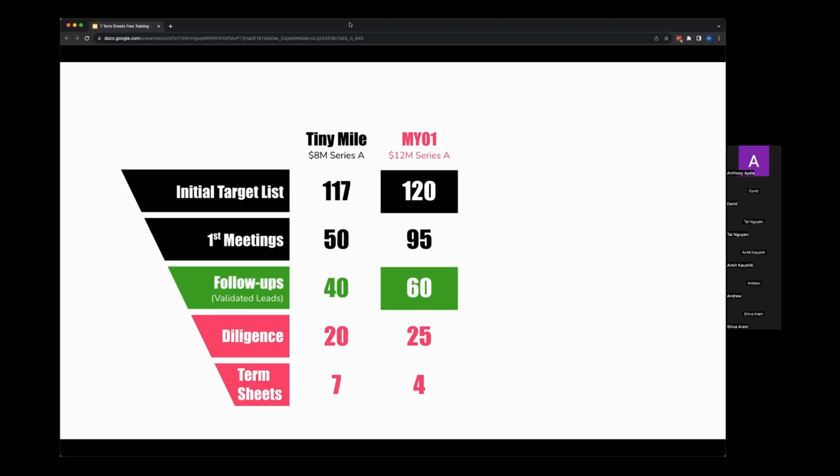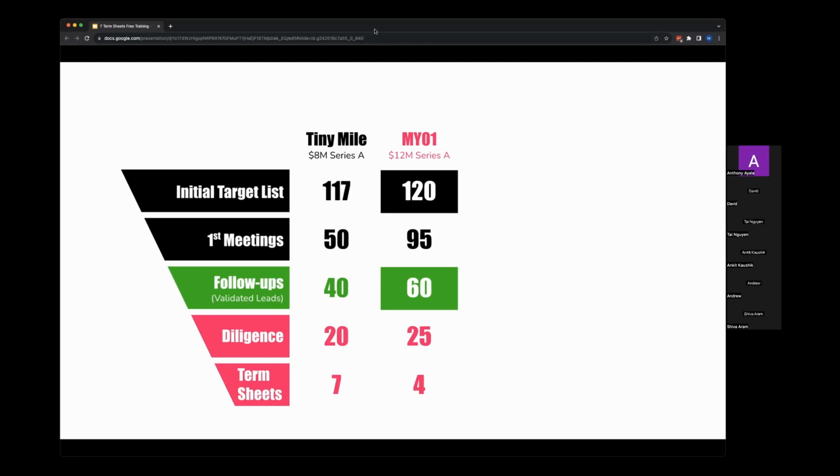Maybe I'm doing a little bit too much statistical thinking on this, but did they actually reach out to 117 or 120, or was that the list they curated? In Tiny Mile's case, they didn't reach out to all 117. In Mile 1's, they did reach out to all 120. So again, it depends on what the conversion rates are in the first meeting to follow-ups, and what timelines you're looking at.